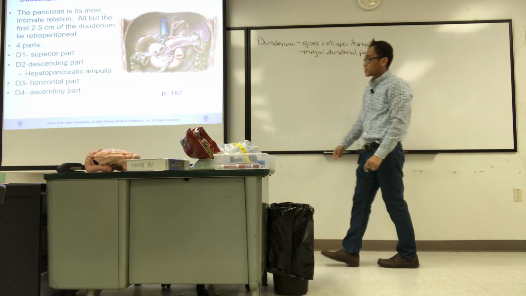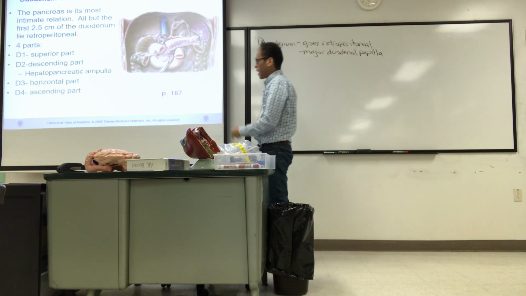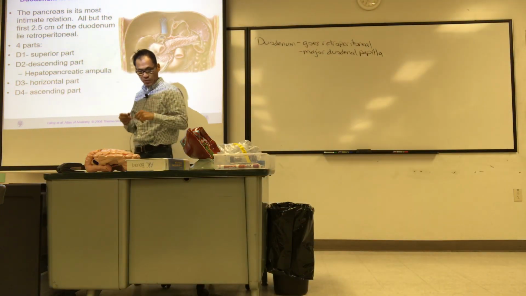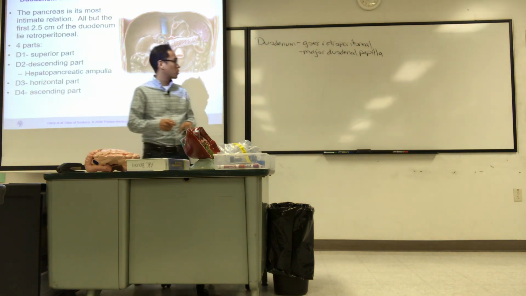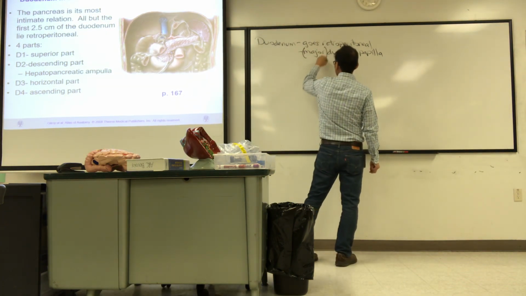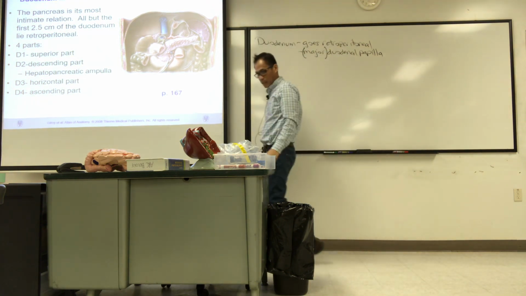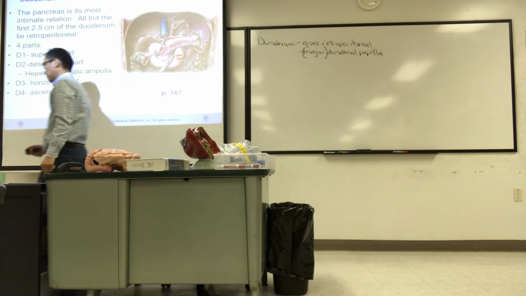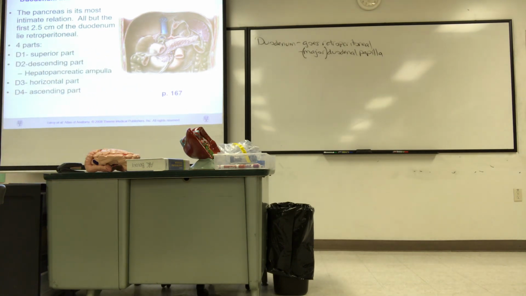Now on the slide I say hepatopancreatic ampulla, but that term I don't see used in your atlas, so I'm going to use the term that's in your atlas. The major duodenal papilla. And on your study guide, I may not even have the word major, I just may call it duodenal papilla. But know that as the point at which it's going to receive the liver and pancreas secretions.